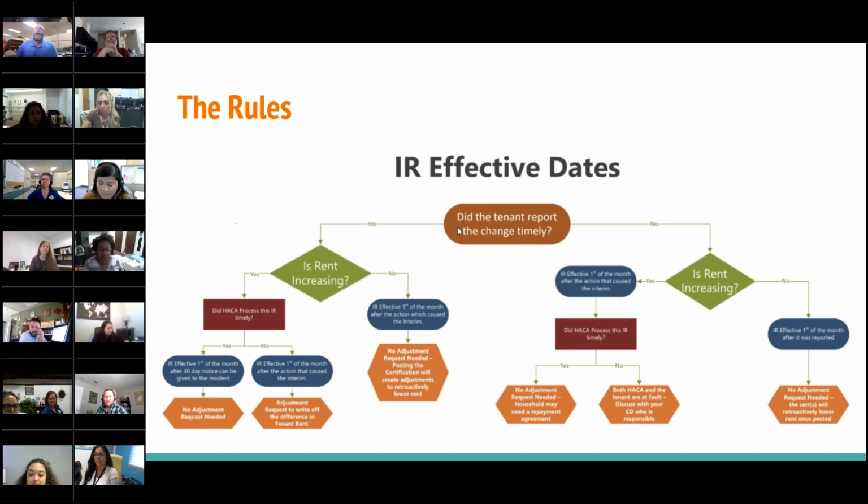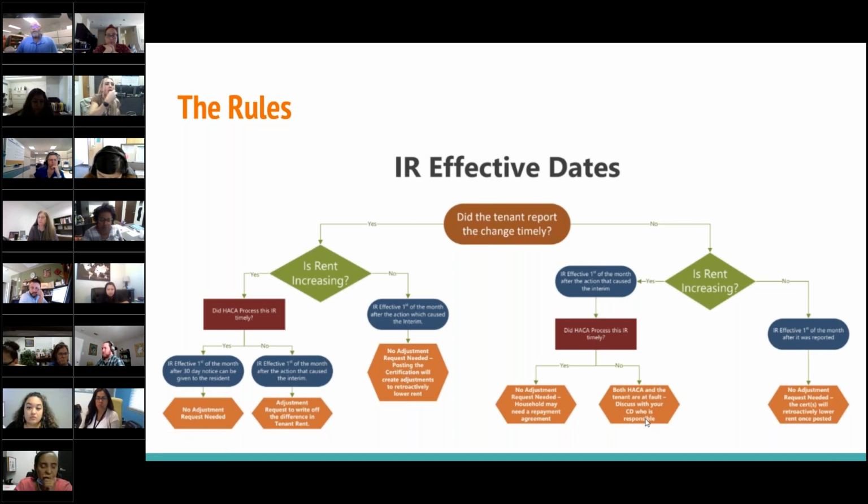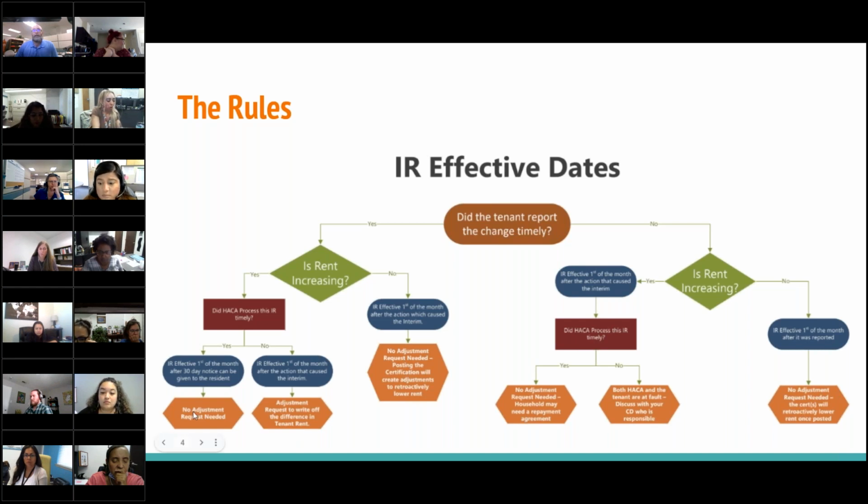All right, so let's go left. Did the tenant report timely? Yes. If so, is the rent increasing? If yes, then did we process this timely? If yes, then the IR is effective the first of the month after we can give a 30-day notice. If we didn't process it timely, then the IR is effective the first of the month after the action that caused the error. And here in these orange hexagons is whether you'll need an adjustment ticket or not.